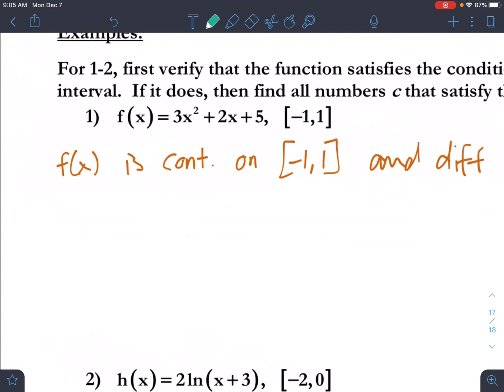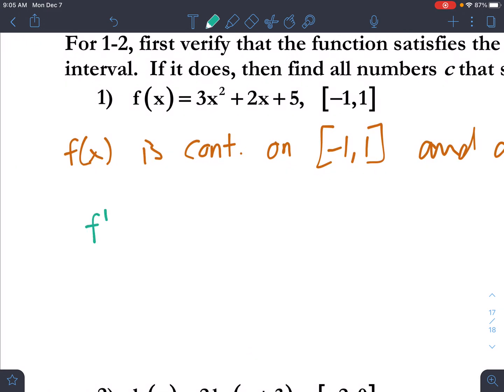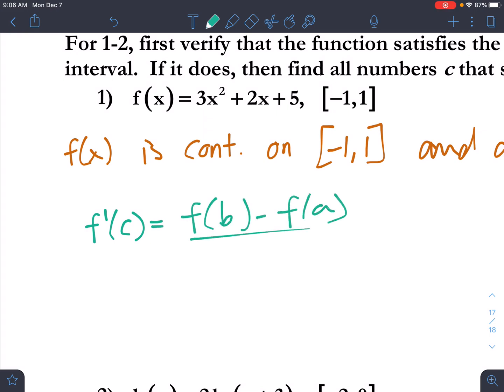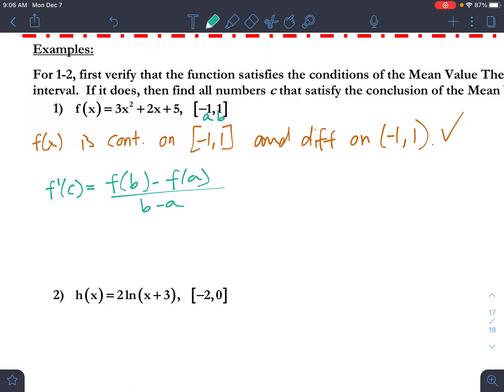Remember, the mean value theorem is saying, so we're using f of x, f prime of c, the derivative at c, is equal to f of b minus f of a over b minus a. A and b are right here, -1 and 1. Okay, so let's show the work to the side here. The first thing you need is the derivative. So f prime of x would be 6x plus 2. Okay, so f prime of c, you can just replace it, 6c plus 2.